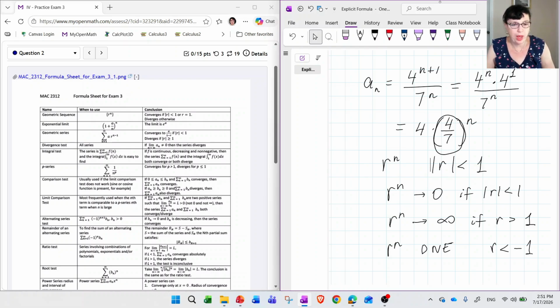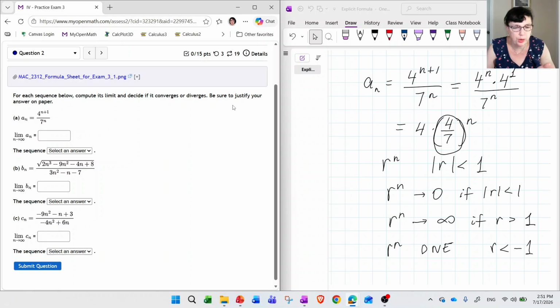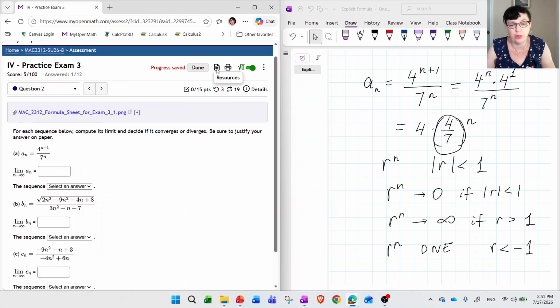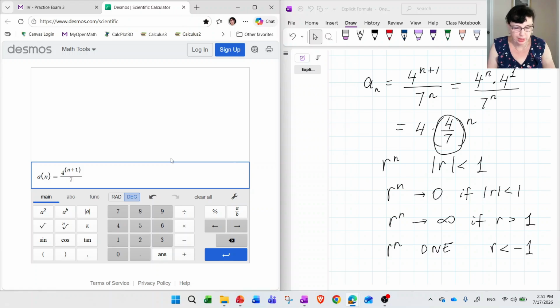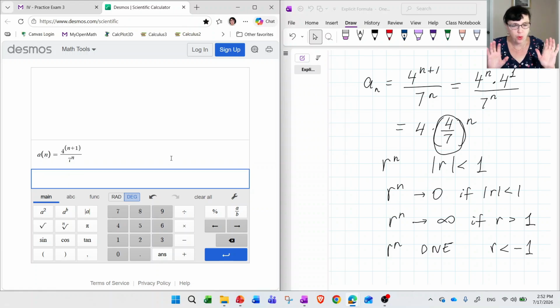Now, if I'm on a test and I'm worried, maybe it's 0, maybe it's infinity, nothing can be easier than if you have the Desmos calculator in your hands. Let's open that and type a sub n equals 4 to the power n plus 1 over 7 to the power n, just the original one. You don't need to know anything. If you didn't know what happens to these r to the n sequences, just plug in. What is a of 10? What is a of 100?